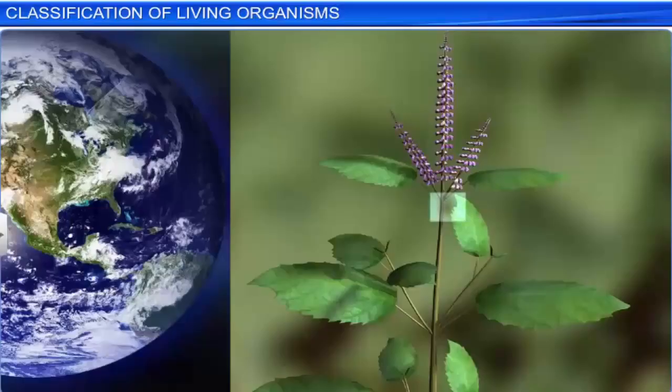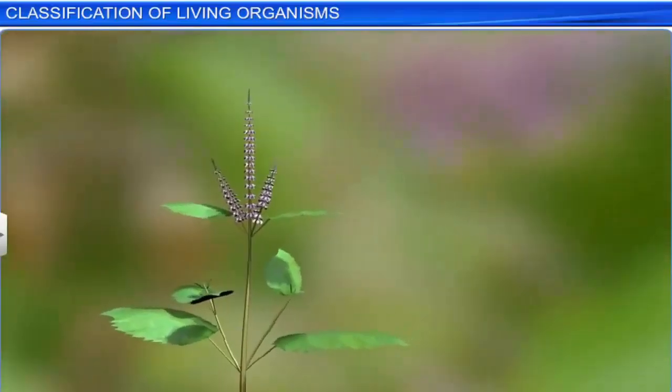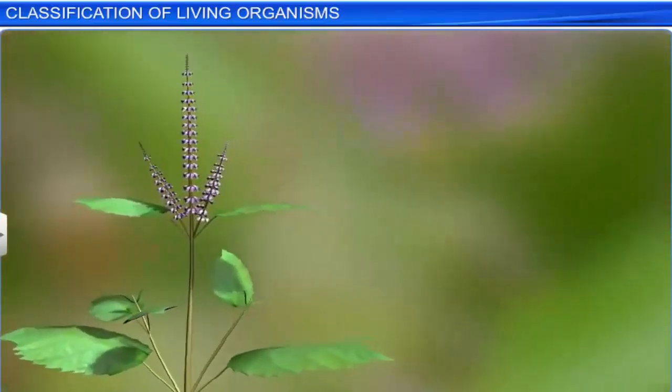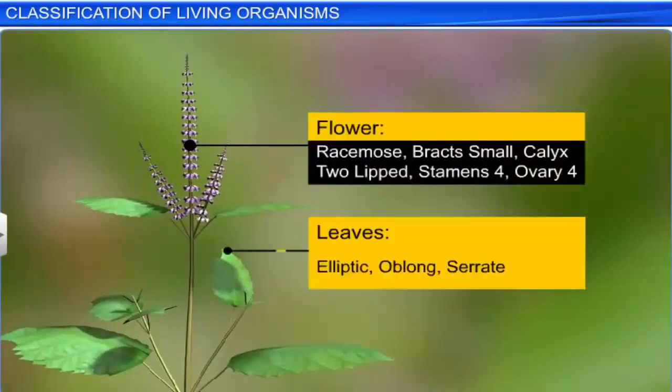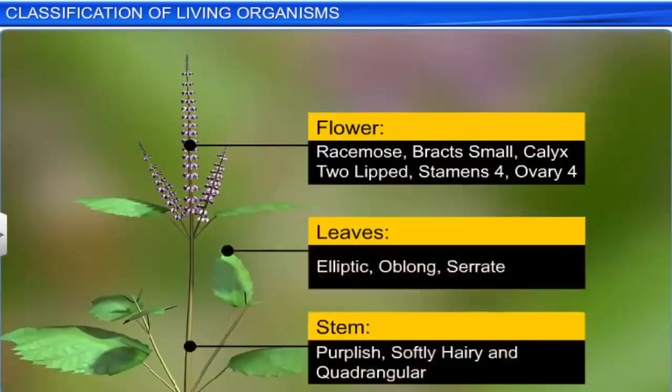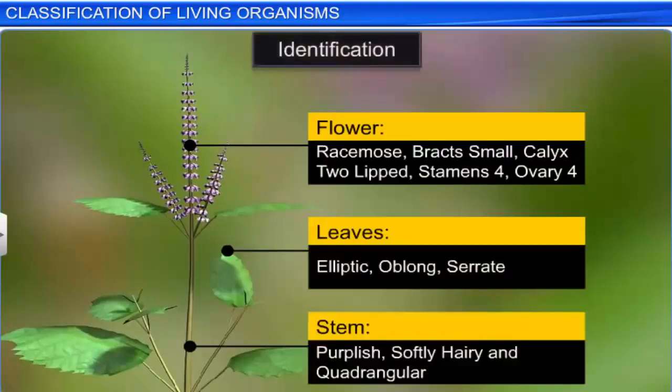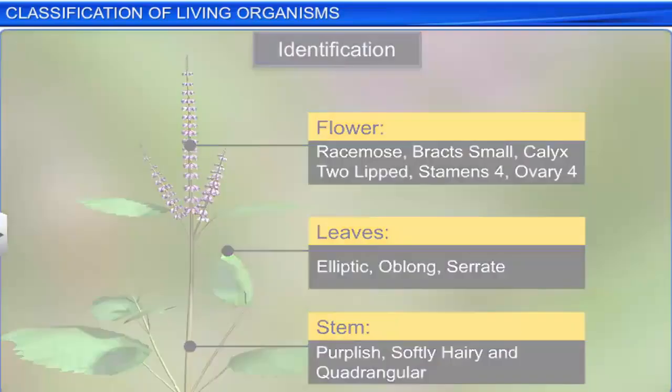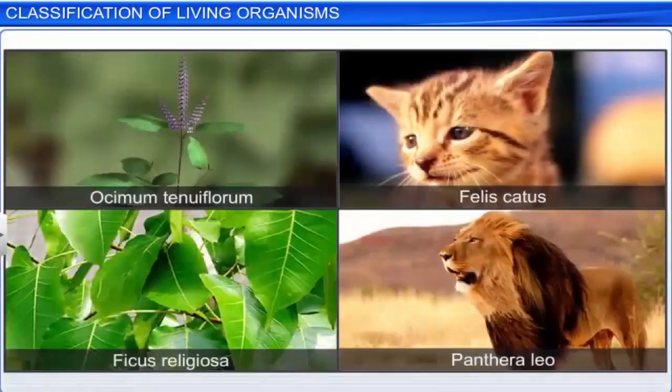However, to name an organism, we need to know its correct description and to what organism the name is attached to. This is known as identification. To make the process of identification easier, scientists have assigned a scientific or biological name to every known organism.